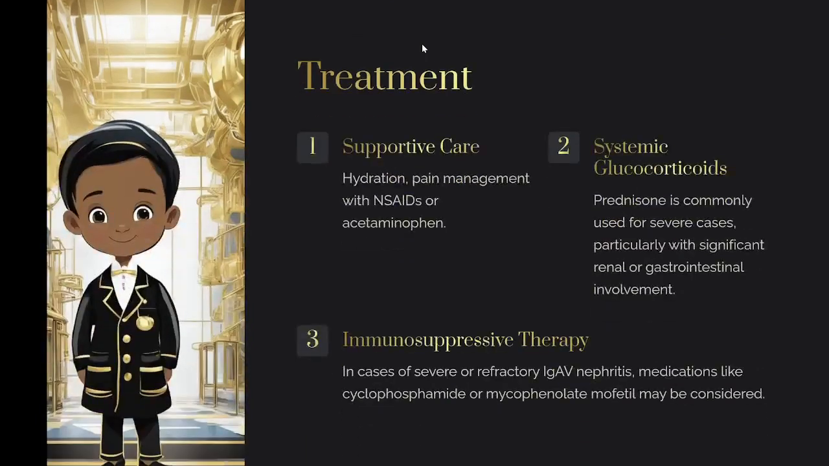Treatment: supportive care, hydration, pain management with NSAIDs or acetaminophen. Systemic glucocorticoids. Prednisone is commonly used for severe cases, particularly with significant renal or gastrointestinal involvement. Immunosuppressive therapy. In cases of severe or refractory IgAV nephritis, medications like cyclophosphamide or mycophenolate mofetil may be considered.